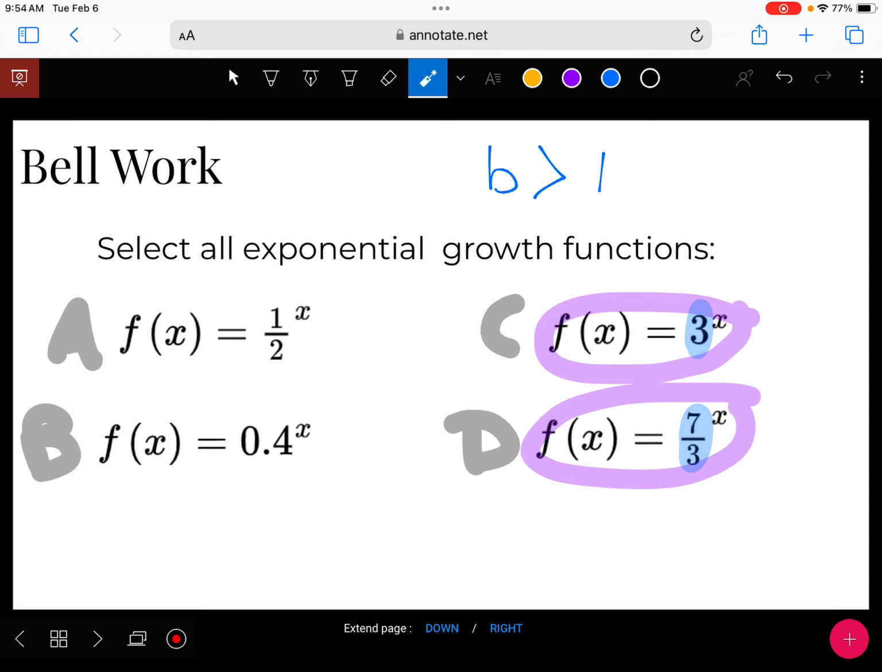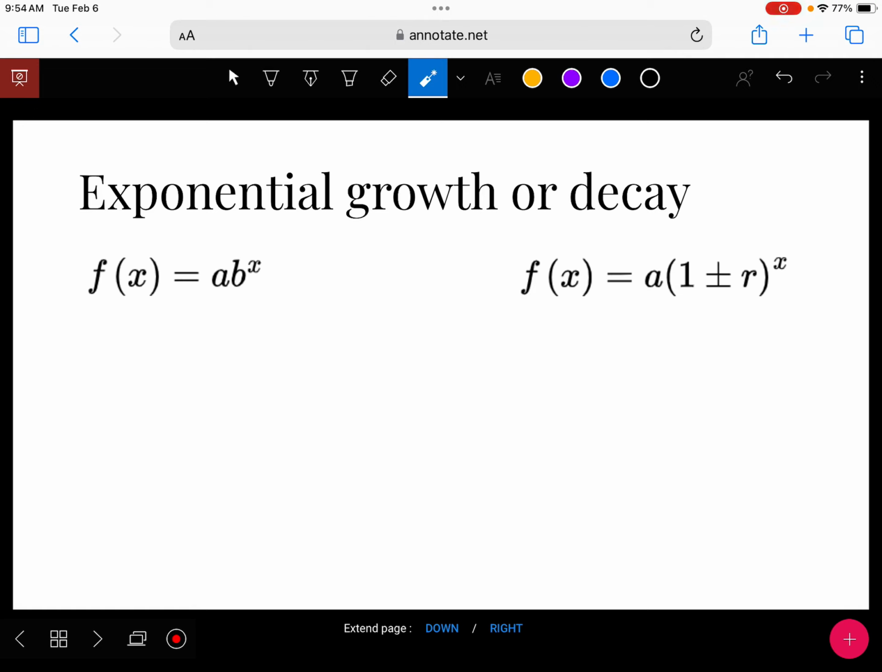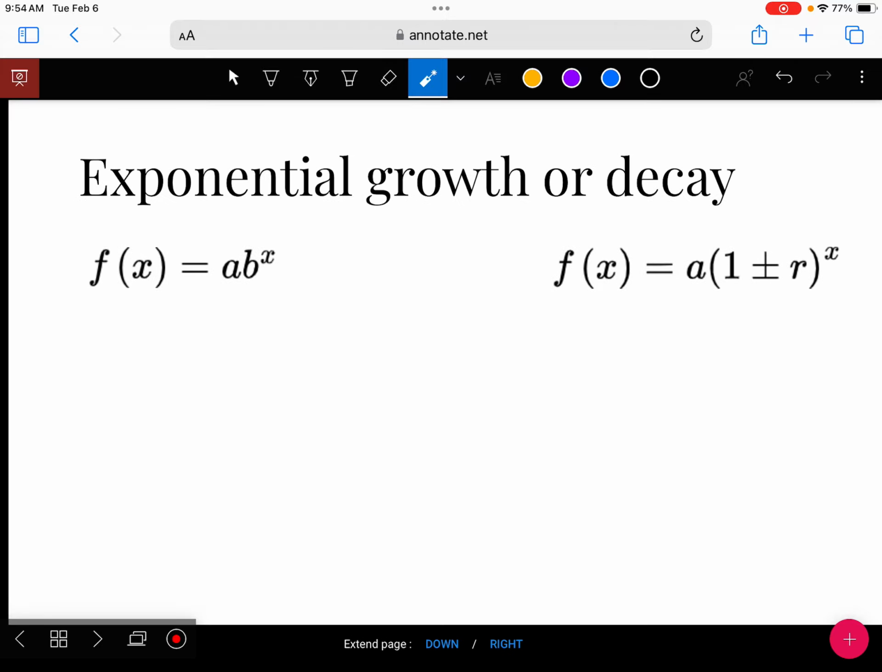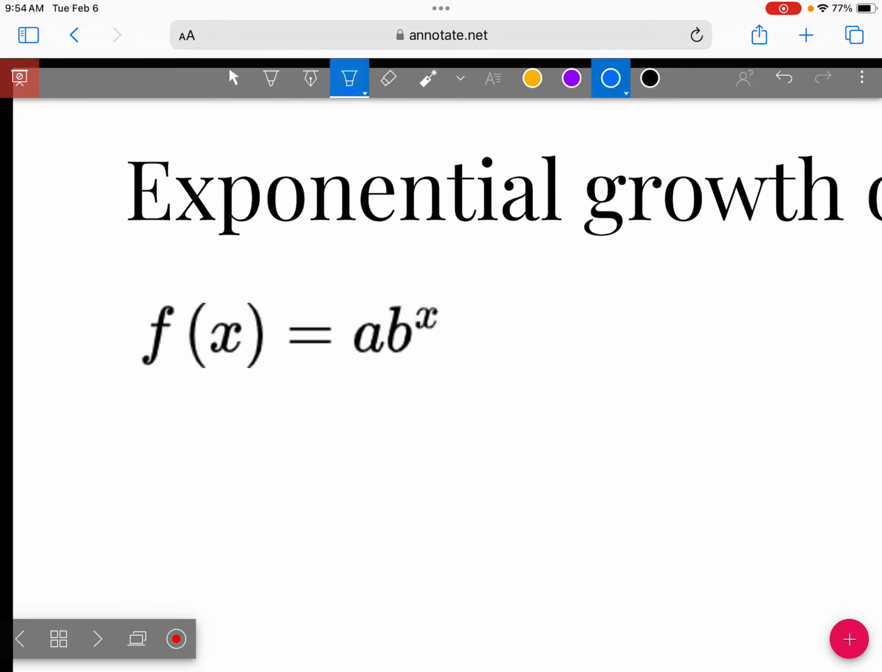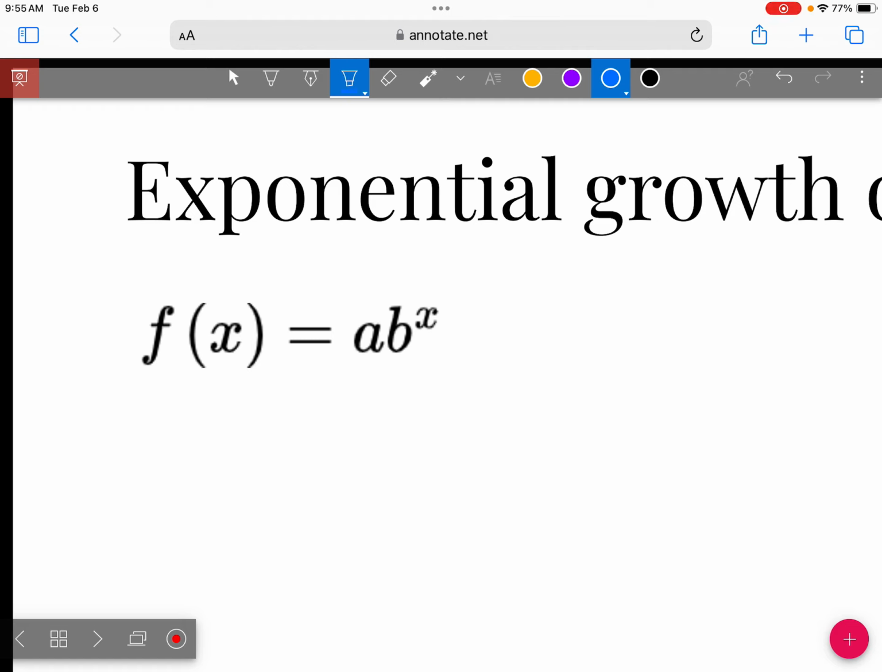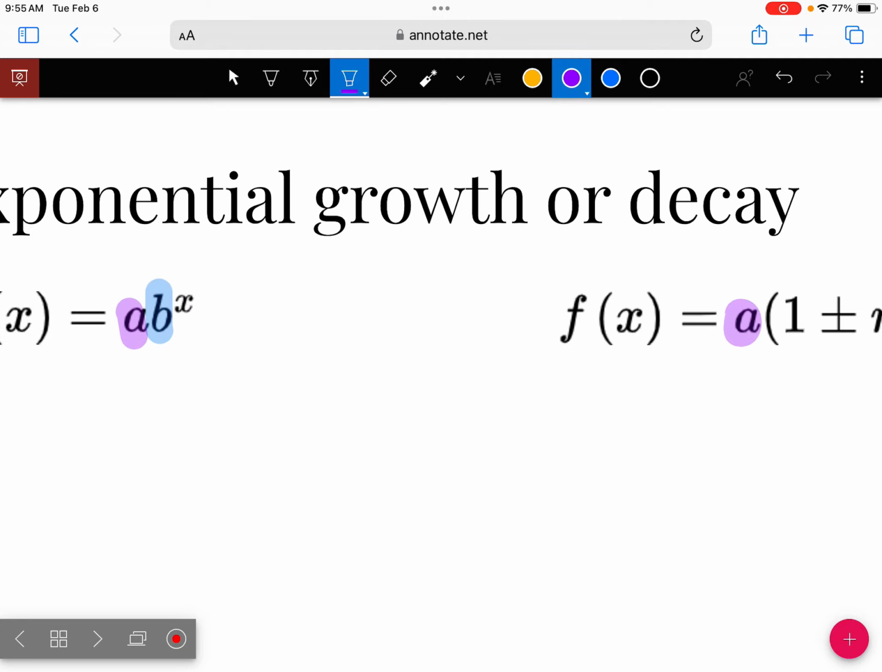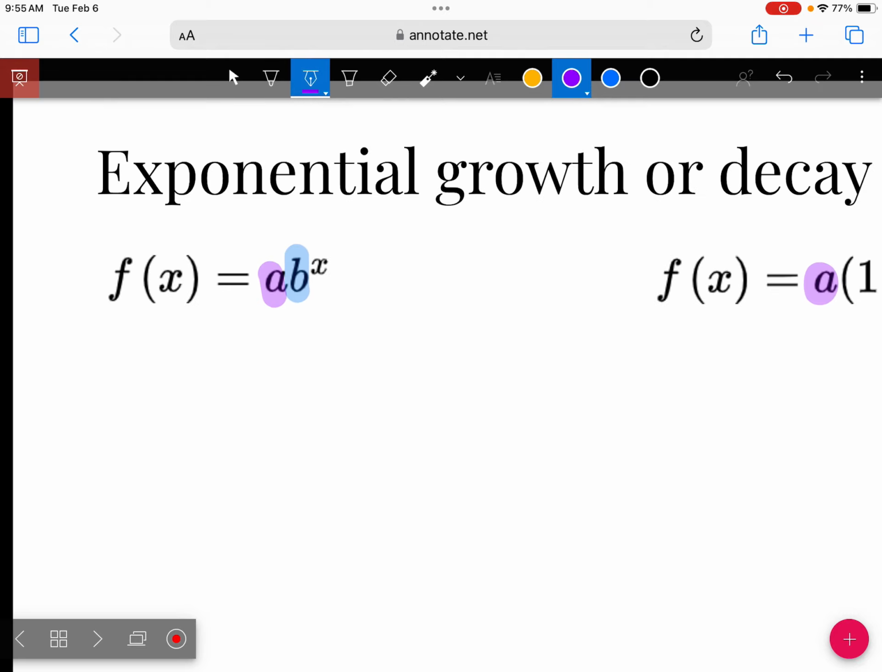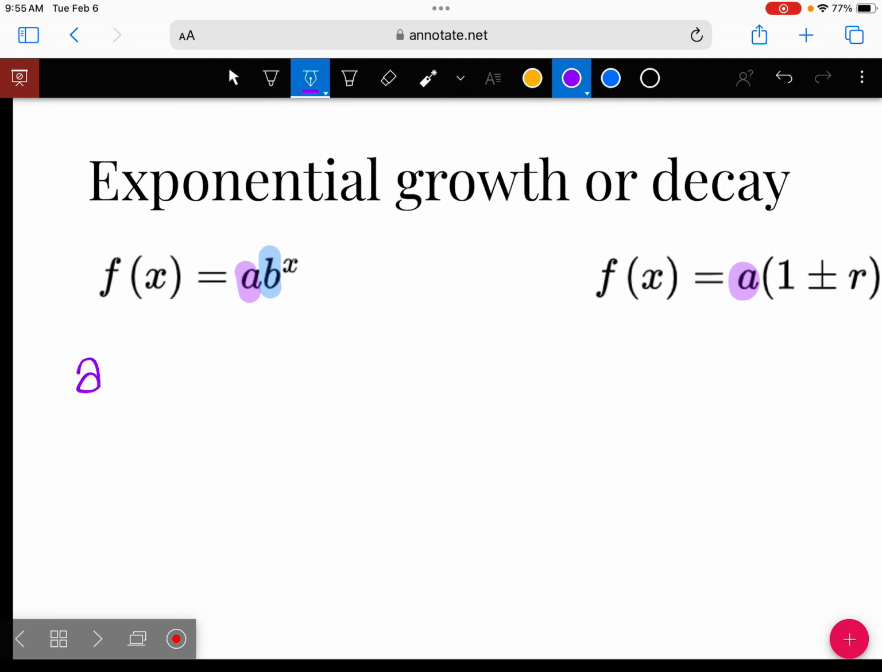So what we're going to talk about today is we're going to take our formula from yesterday and expand it out just a single smidge. Yesterday we worked with this one here. We would talk about things doubling or tripling or quadrupling, and that would be our base. Our A is still there, and our A is still going to represent our starting amount or our initial value.